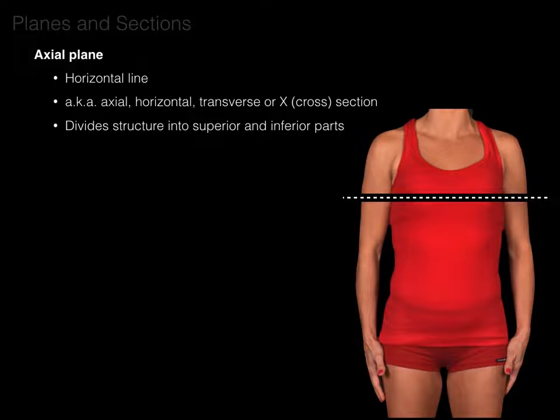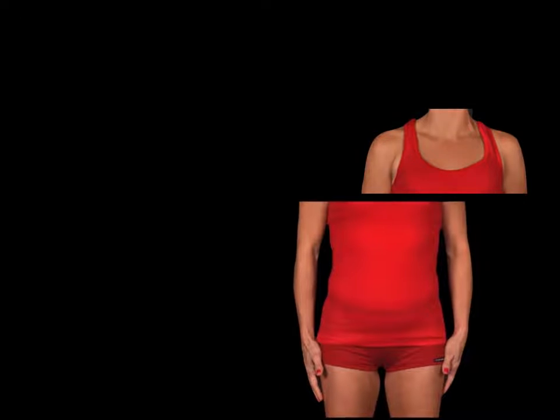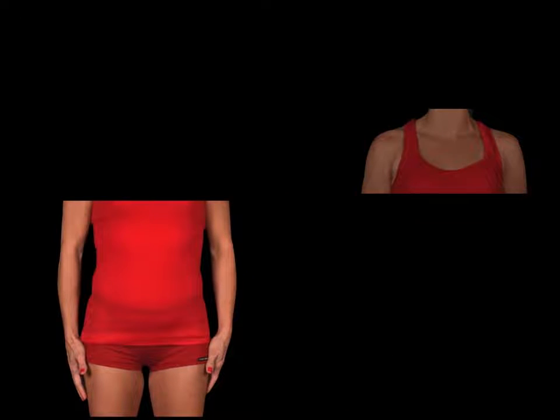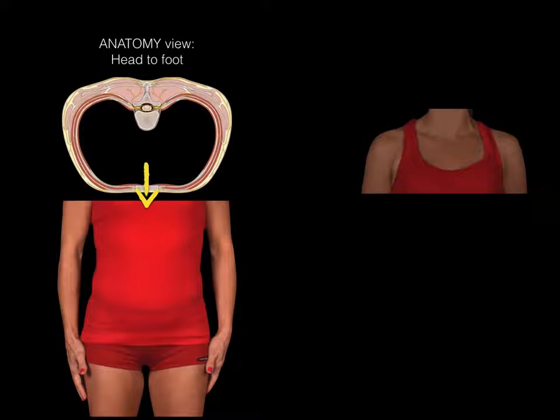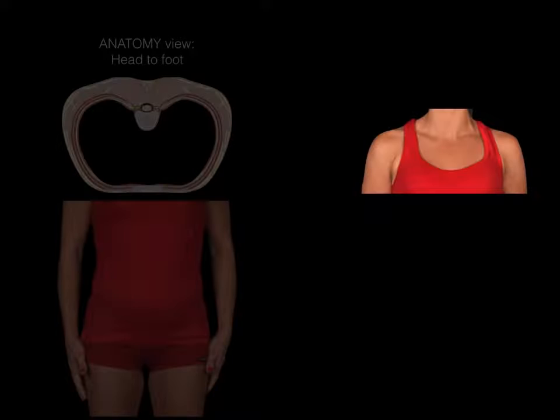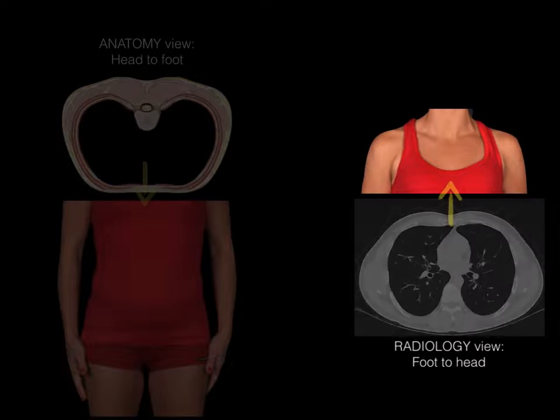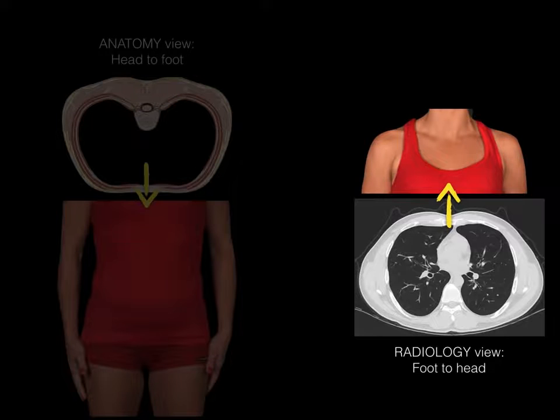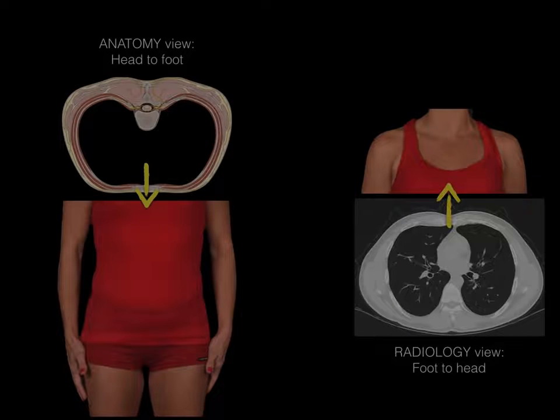Now, here we have a little bit of a tangent I'm going to take, because we have these two different sections. The anatomy view classically is to view this section from head to foot, as if you're looking down like that, and that's what the picture ends up looking like. In contrast, the radiology view is always viewed from foot to head, like this, and it looks like that. And so we get this distinction.